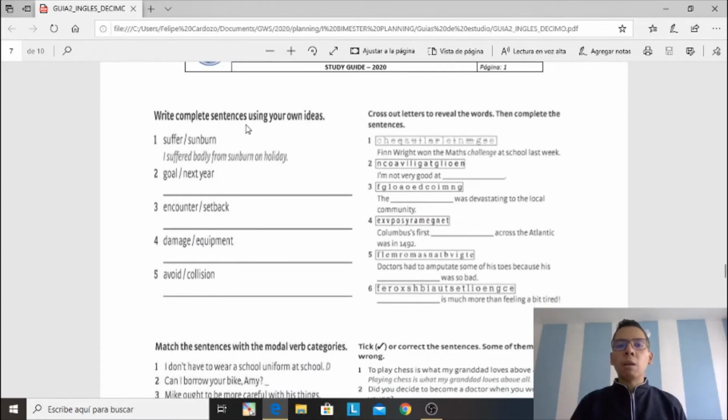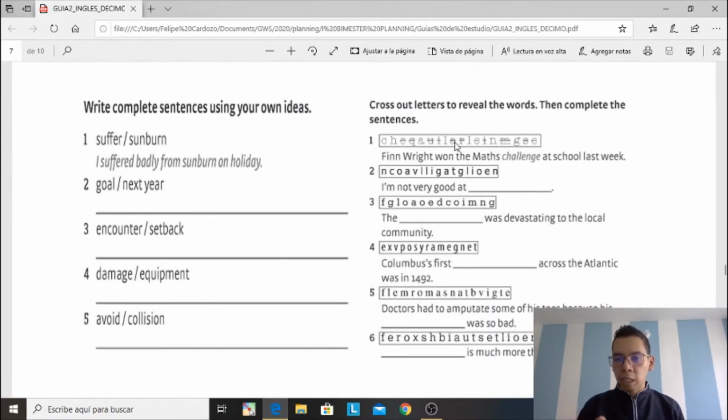Seguimos trabajando en write complete sentences using your own ideas. Vamos a completar las oraciones utilizando sus propias ideas. En este caso nos dan el ejemplo de suffer and sunburn, sufrir y quemaduras de sol. Y la oración nos dice, I suffer badly from sunburn on holiday. Yo sufrí bastante por la quemadura de sol en mis vacaciones. Con esta información ustedes crean oraciones. Es muy sencillo. En este caso que dice cross out, tache, cross out letters to reveal the words. En este caso tenemos que ir tachando letras para saber qué palabra aparece dentro de ese cuadrito. En el primer ejemplo nos aparece la palabra challenge.